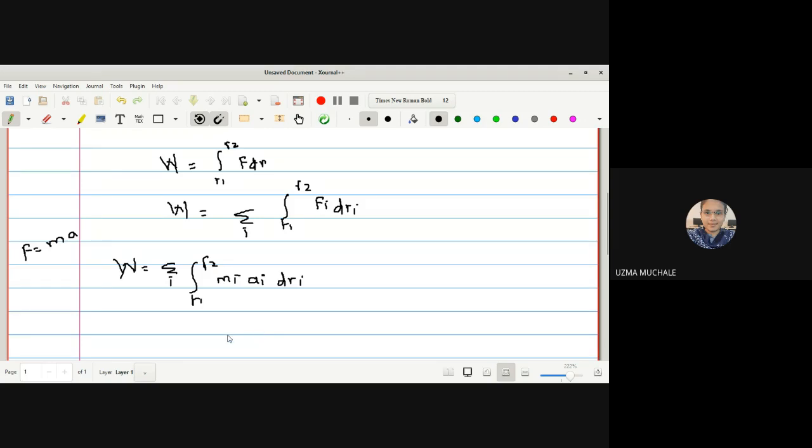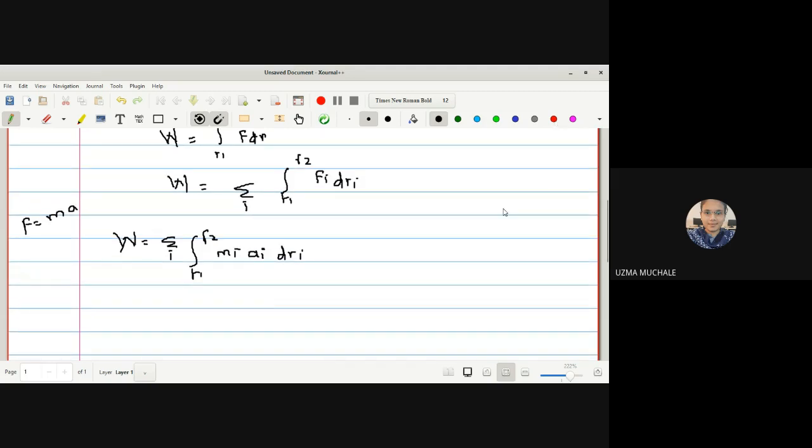Now, what is this acceleration? Acceleration is nothing but the rate of change of velocity. Yes, we have seen these formulas in the first lecture of classical mechanics, right? So, from r1 to r2, the mass we can keep outside, and the value of this acceleration is nothing but dvi by dt, correct? And this dri I can write as dri by dt, that is, integration with derivative with respect to the same term.